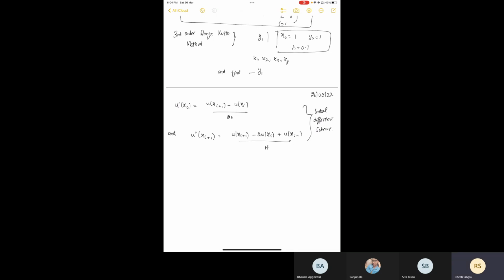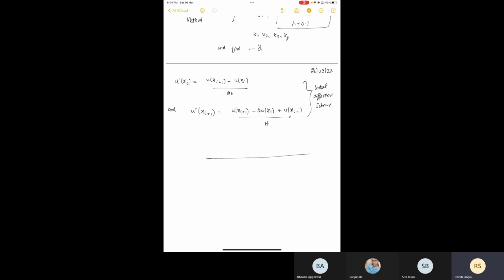See, what do we mean by central difference? If this is some real line, say this is my point x of i minus 1, this is my point xi, this is x of i plus 1. So u prime of xi depends upon xi plus 1 and xi minus 1, and you are taking the difference to evaluate the derivative at this point.